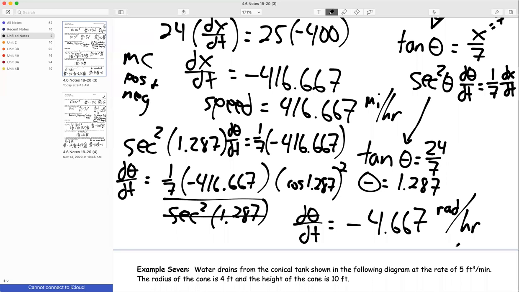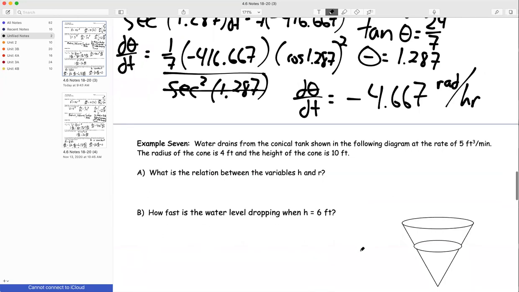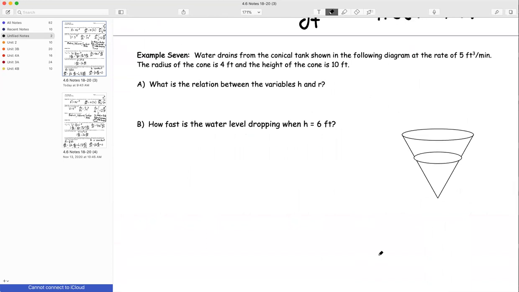All right, here we go. Example 7. Water drains from the conical tank shown in the following diagram at a rate of 5 cubic feet per minute. The radius of the cone is 4 and the height of the cone is 10 feet. So let me draw a little picture. We got a radius, that's 4. We got the height over here, which is 10. And part A says, what is the relation between the variables h and r? I'm going to go ahead and work that part of the problem before we write down what we know and what we're trying to find.